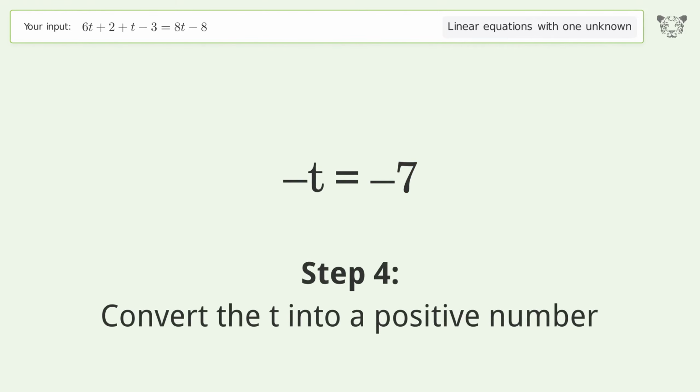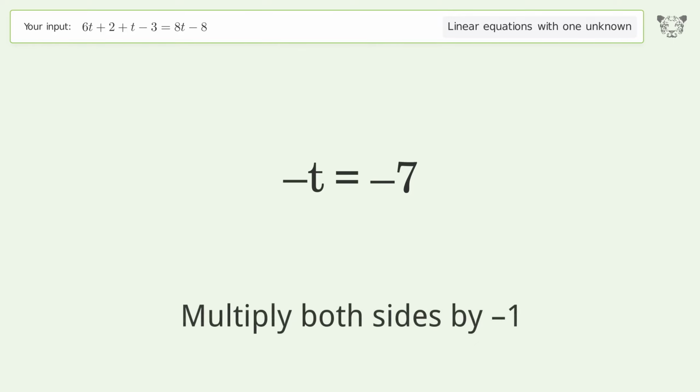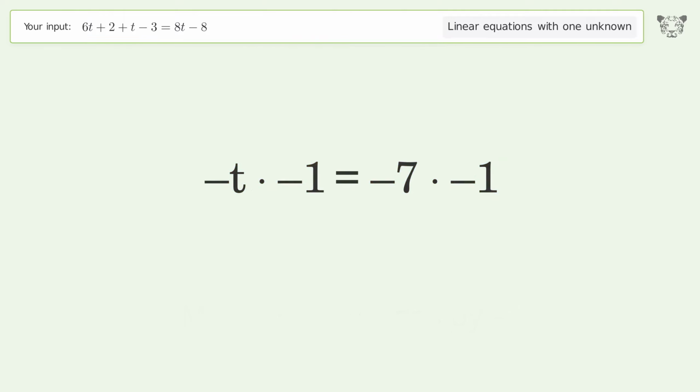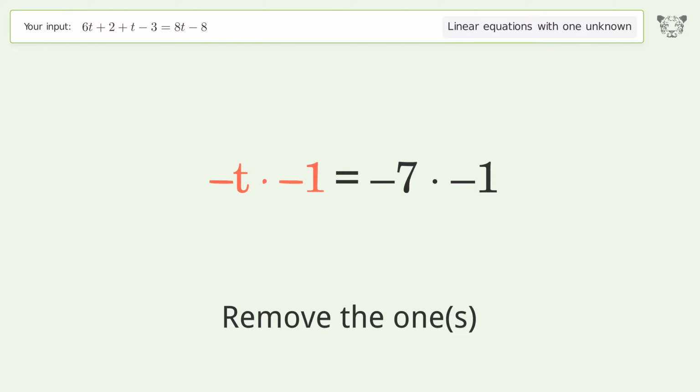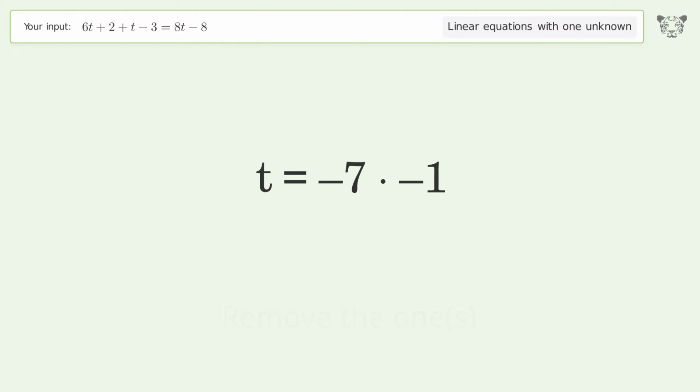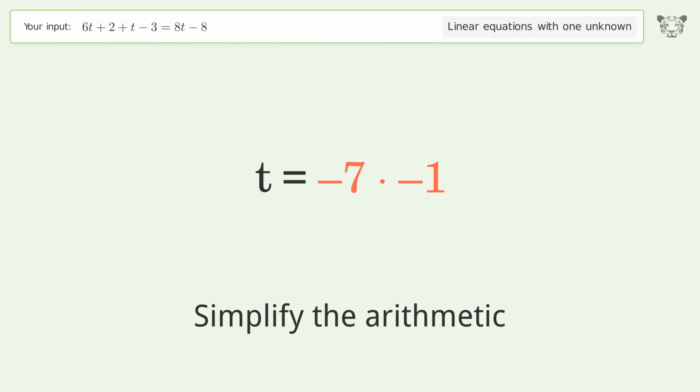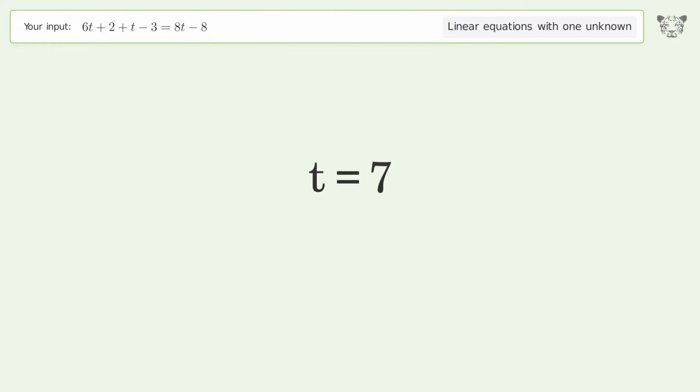Convert the t into a positive number. Multiply both sides by -1. Remove the ones. Simplify the arithmetic. And so the final result is t equals 7.